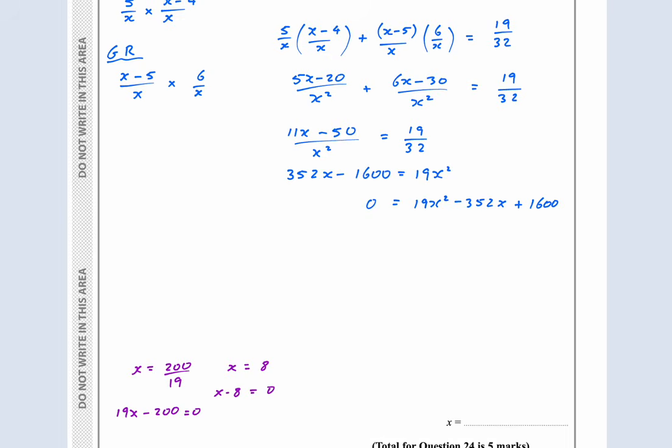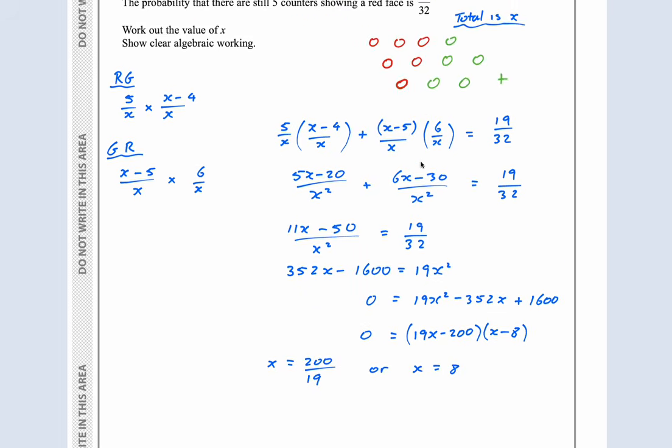So I can then factorize this to be, and you do have to show these factors, which is a bit annoying, 19x minus 200 times x minus 8 equals 0. Therefore x equals 200 over 19, or x equals 8.